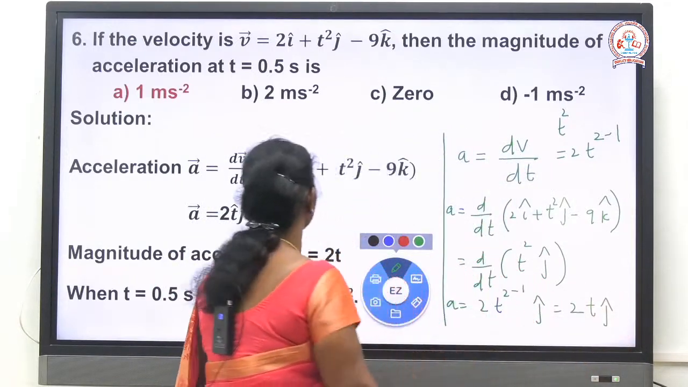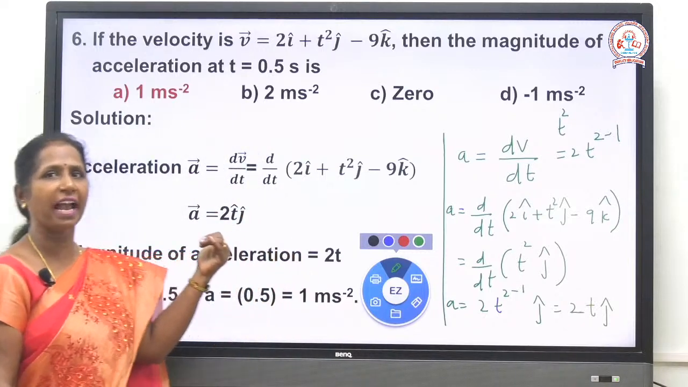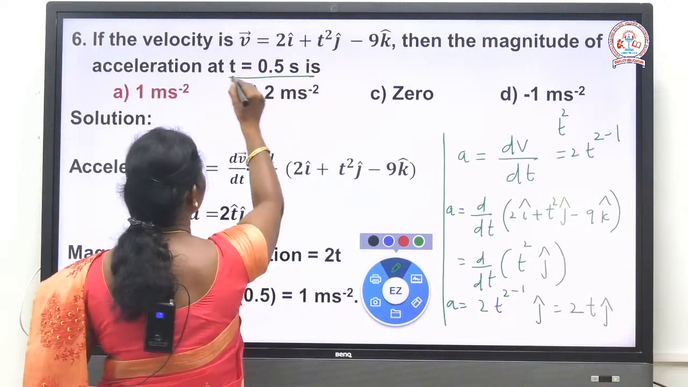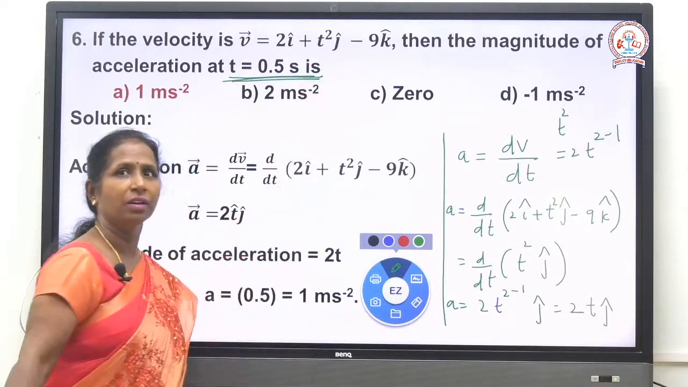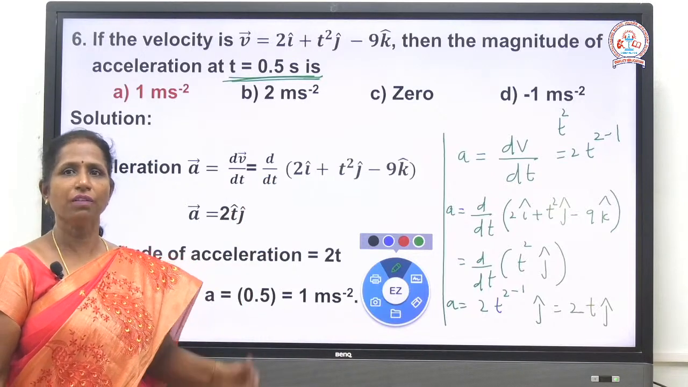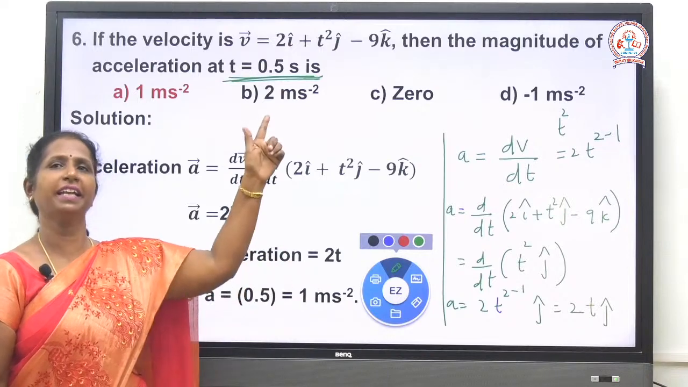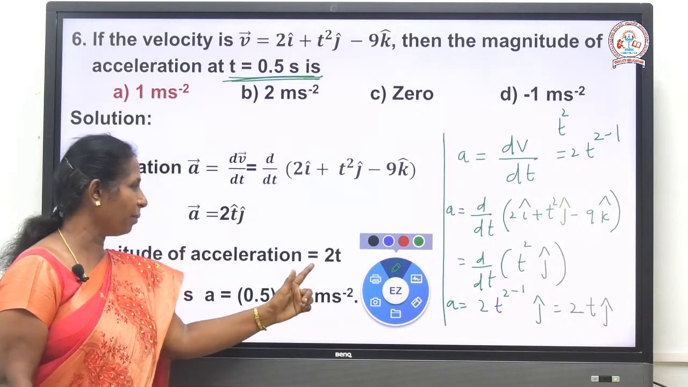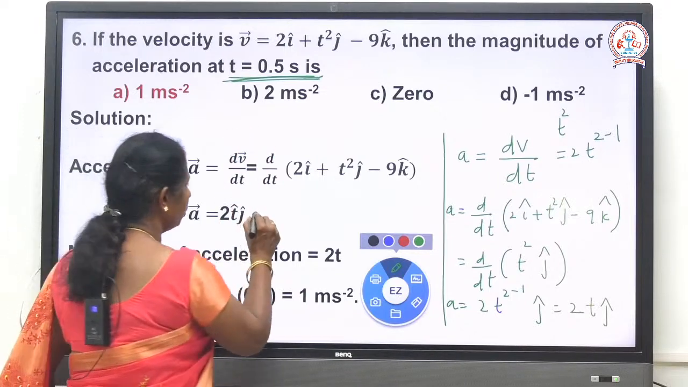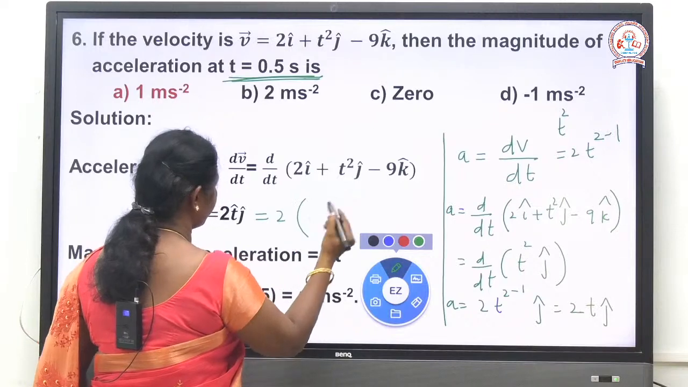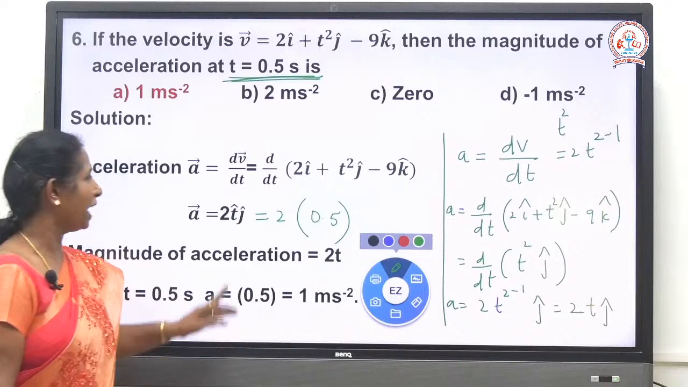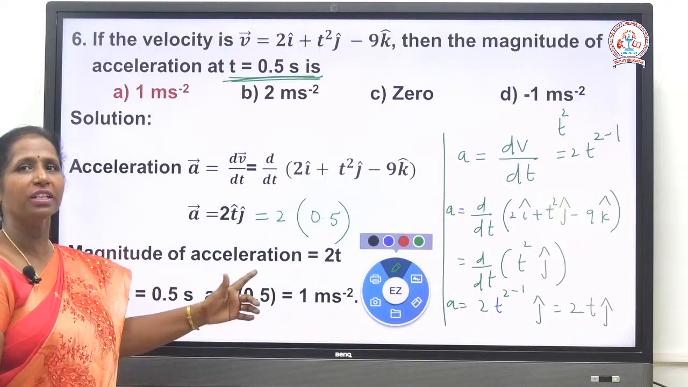So this is the acceleration: 2t into j cap. Now, what is the time given? Acceleration at time t equals 0.5 second is given. So we substitute 0.5 second instead of t. So 2 into 0.5. Magnitude is asked.